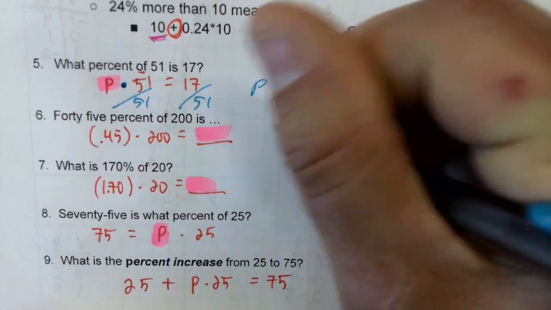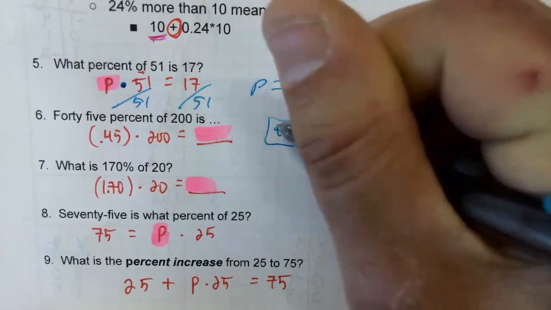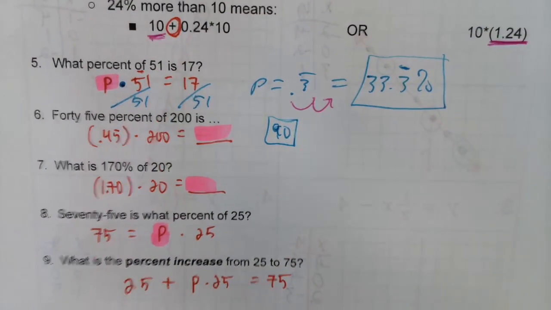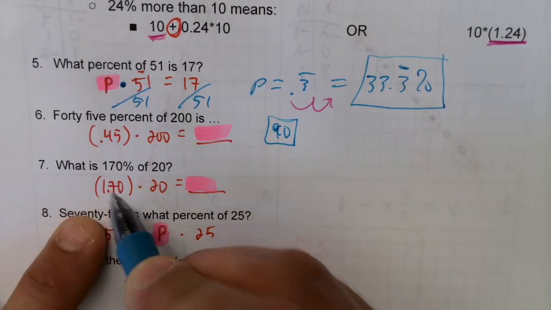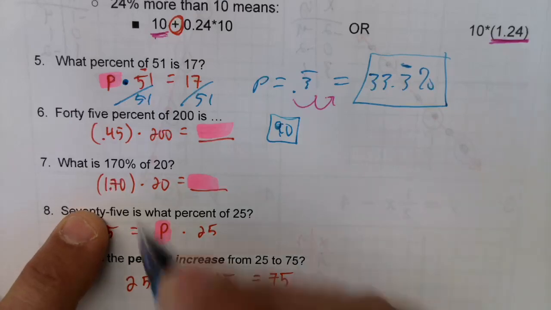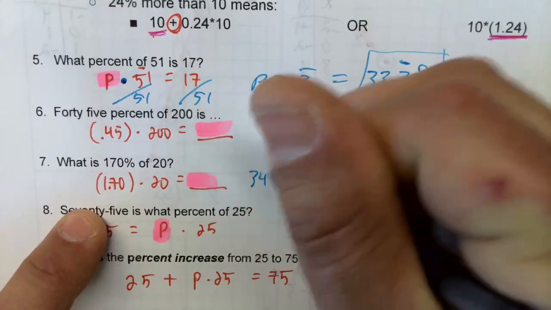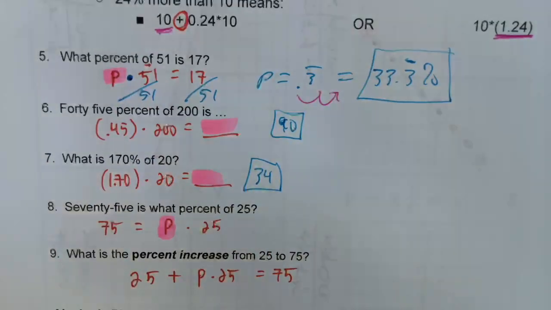You're going to get 90. That's just one you type in the calculator. 170% of 20, we have to understand 170% is 1.7, the number 1.7 times 20. 34. Again, something that we just type in.